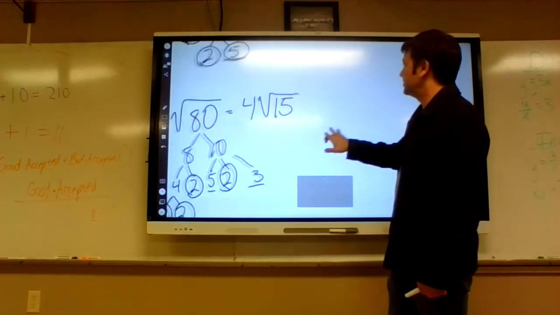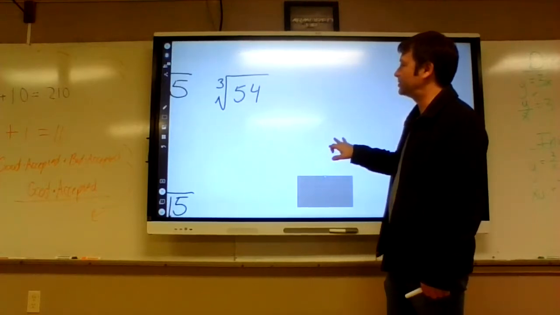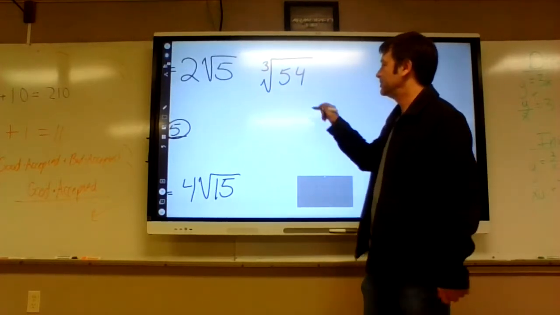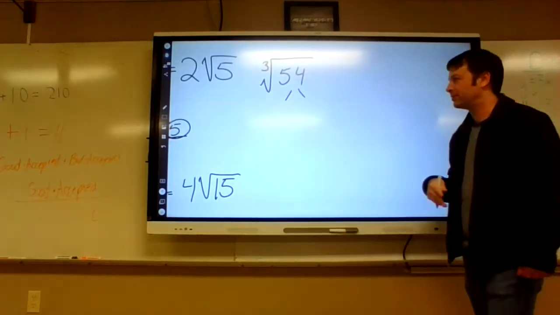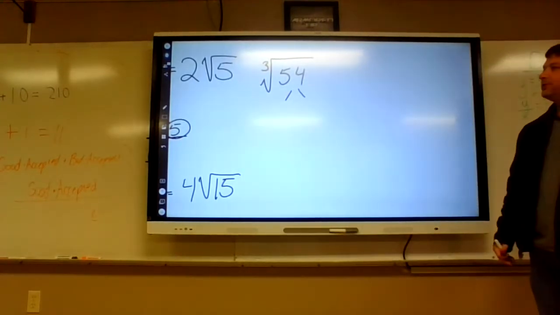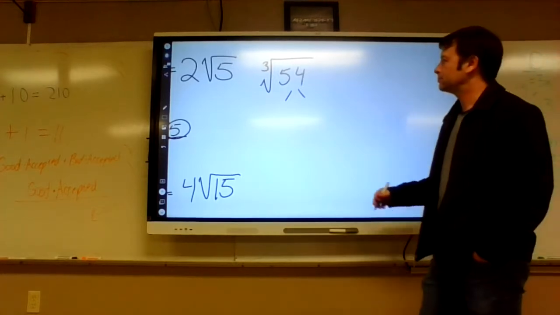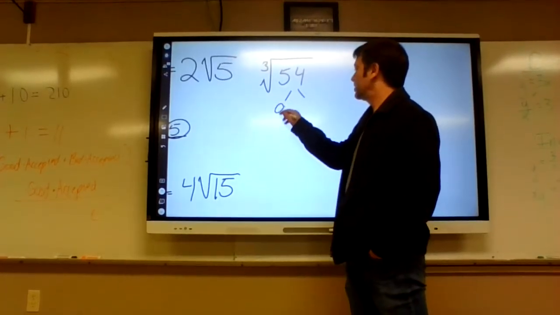Now let's go to the cube root, and then we'll start the lessons. This is the one that calculators can't do, or fourth roots, or fifth roots, or sixth roots, or whatever. What goes into 54? 9 and 6.